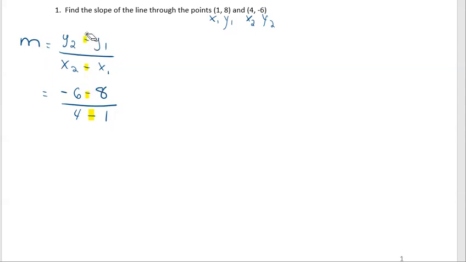So now from here, we can simplify and solve for our slope. In the numerator, we have -6 minus 8. That would be like you owe $6 and then you owe 8 more. So -6 minus 8 more would be -14. On the bottom, we have 4 minus 1. So 4 minus 1 is 3. So in this case, the slope of our line is -14/3.